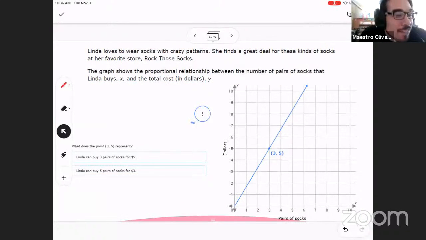Linda loves to wear socks with crazy patterns. She finds a great deal for these kinds of socks at her favorite store called Rock Those Socks. Avalon, can you please unmute yourself and let us know what is this situation about?